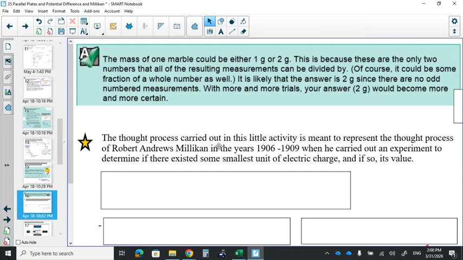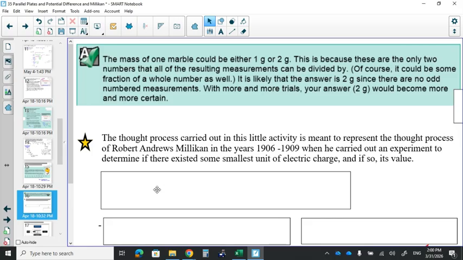So yeah, the thought process carried out in that activity is meant to represent the process that Robert Millikan did during 1906 to 1909. He was staring through, I'll show you what it looks like, the apparatus for a 3-year period in his basement. Everybody's like, dude, come on outside once in a while.